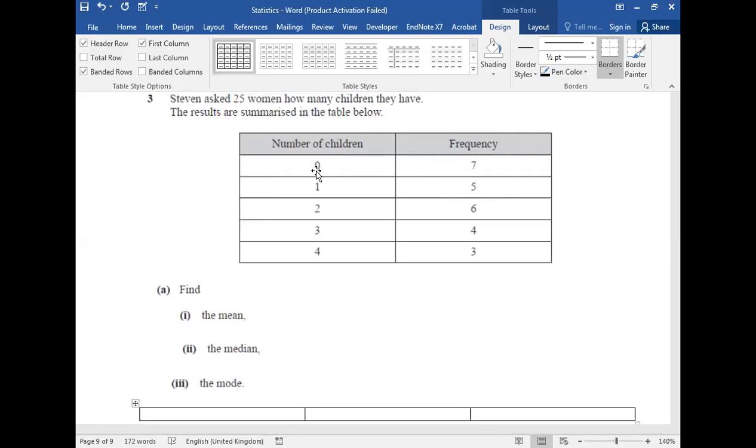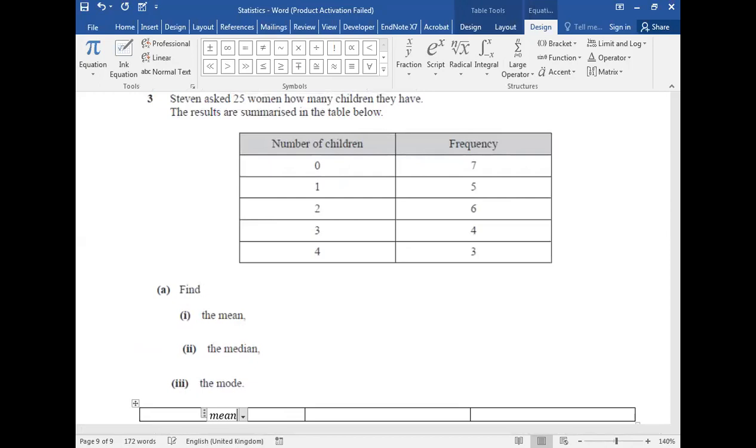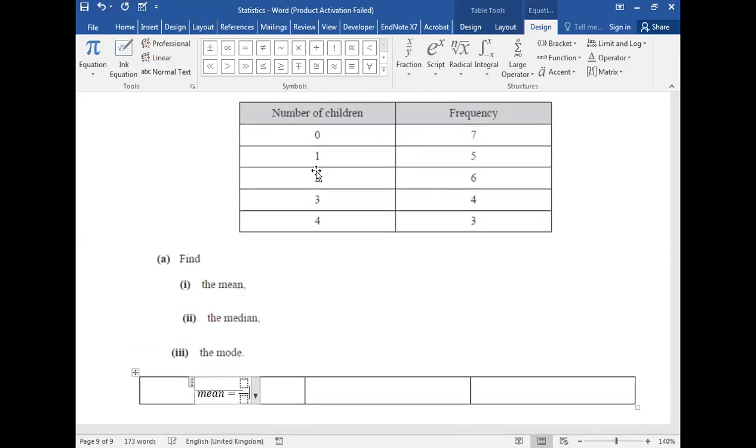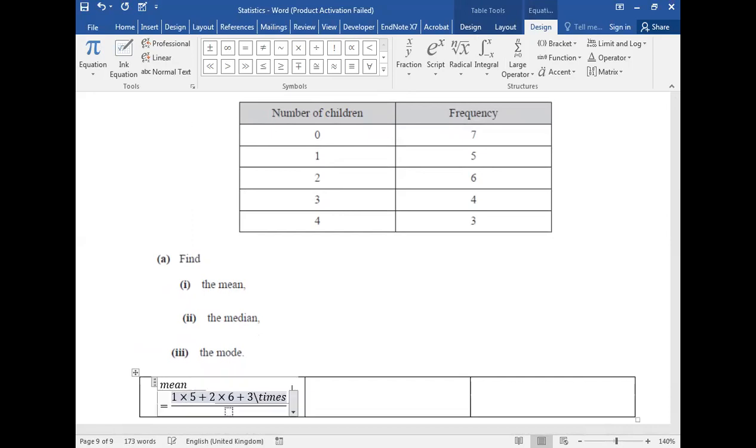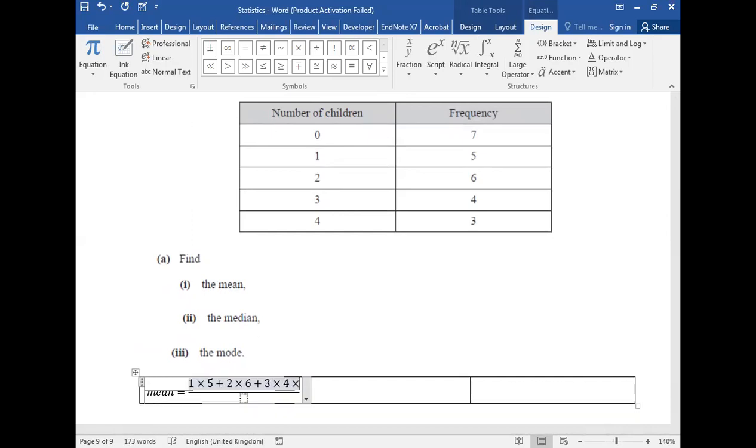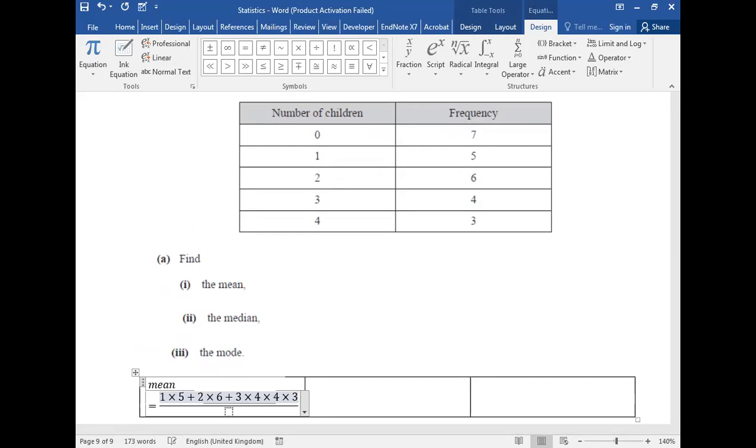So I should add 0 plus 0 plus 0 plus 0, and 0, or multiply it by 7, so what will happen? It will remain 0. So I'm not going for 0. How often is the value 1 occurring? So instead of adding 1 again and again, I'll just multiply 1 by 5. How often is the value 2 occurring? 6 times. Remember, the value is the number of children. How often is the value 3 occurring? And how often is the value 4 occurring?